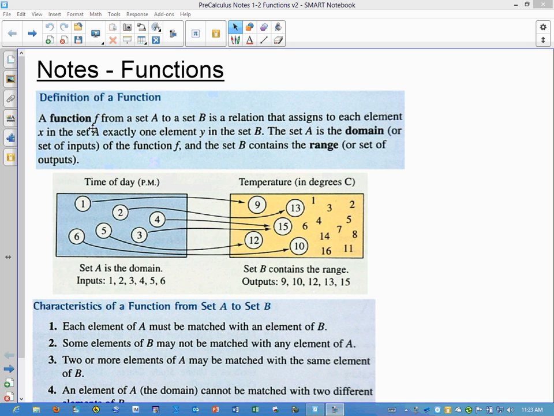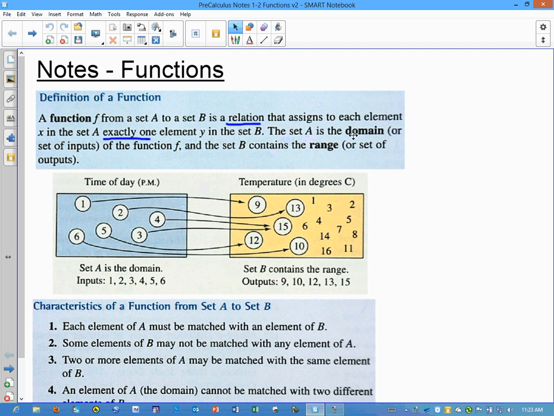Function, and we're going to call the function f. Function f from set A to set B is a relation, and that's a very important word there, I'm going to underline it, a relation that assigns to each element x in set A exactly one element y in set B. And that's very important, exactly one.